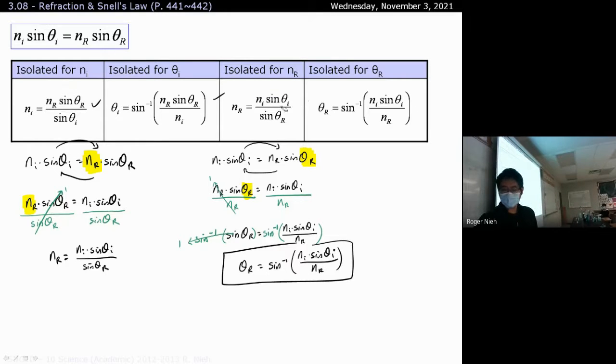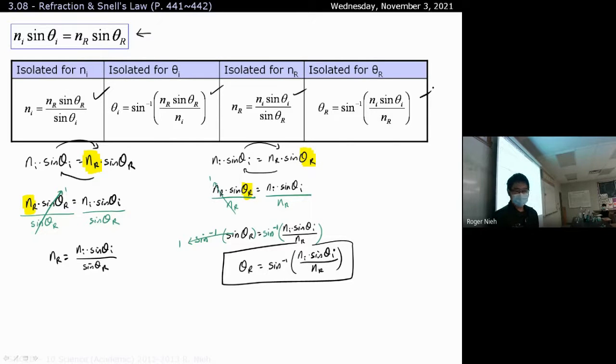So one thing for homework tonight, what I'd like you to do is just take out a blank sheet of paper, write this formula down at the top. Okay, so write that right at the top. For the remainder of the sheet of paper, solve for Ni, theta I, Nr, and theta R. And once you're done rearranging it, make sure that it matches up with the ideal answer.